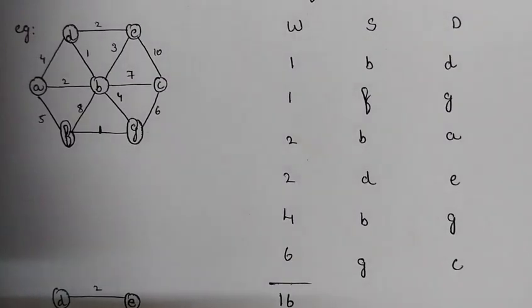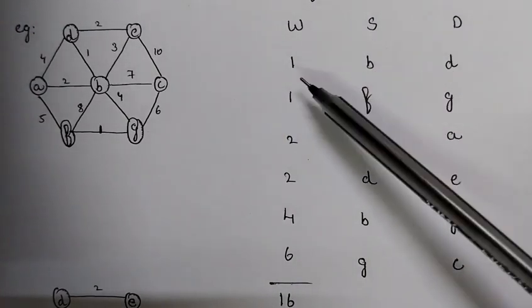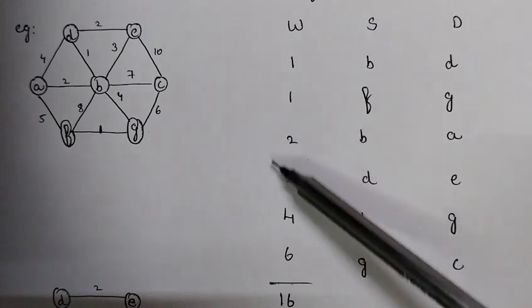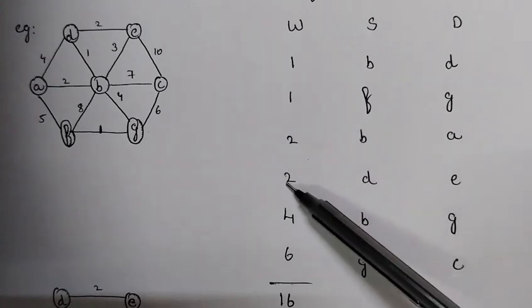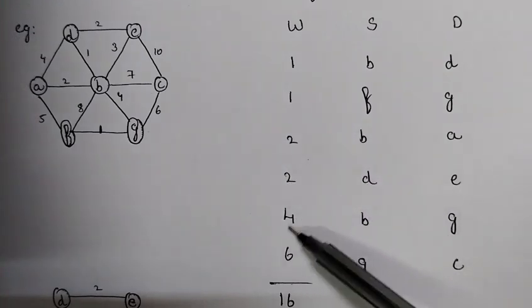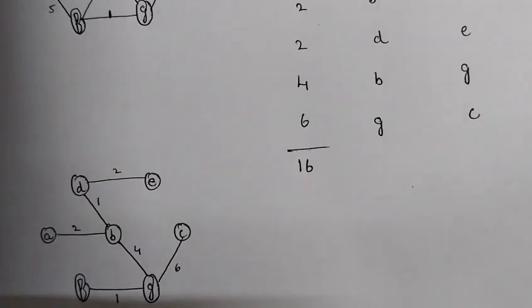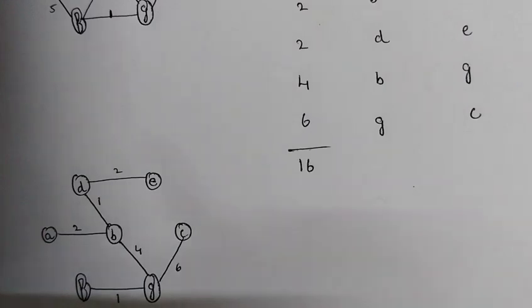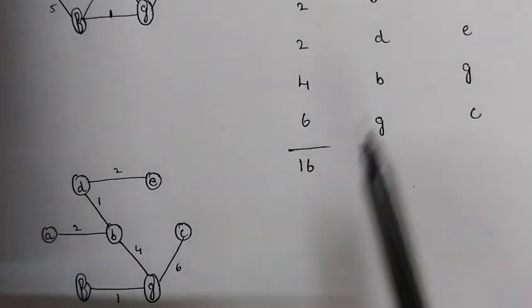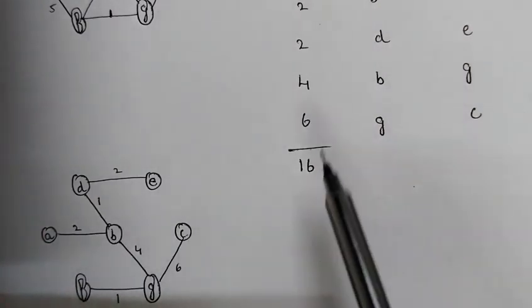Now let's calculate the minimum spanning tree cost for the given graph. We have 1 plus 1 is 2, 2 plus 2 is 4, and 4 plus 2 is 6, and 6 plus 4 we have 10, and 10 plus 6 we have 16. We have to write the graph of the minimum cost of the spanning tree. Now let's write accordingly from the given table.